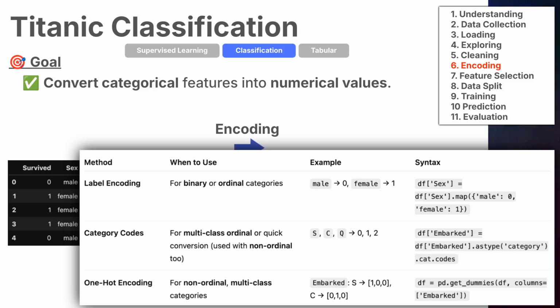One-hot encoding is ideal for non-ordinal multi-class categories like port names or colors. It creates separate columns with 0 or 1 to indicate the presence of each category without implying any order.